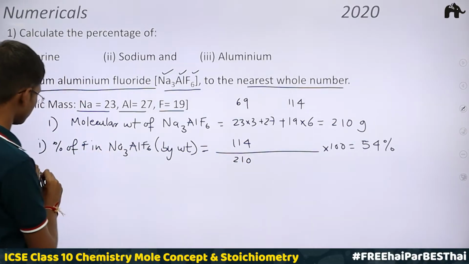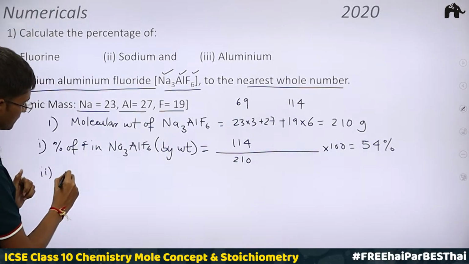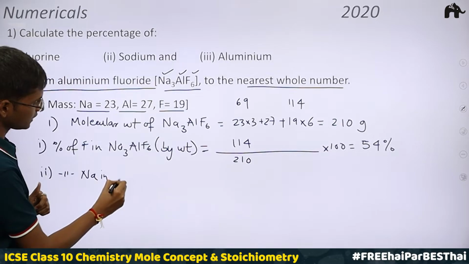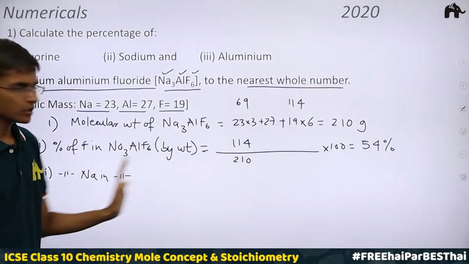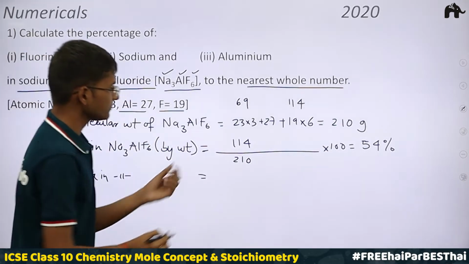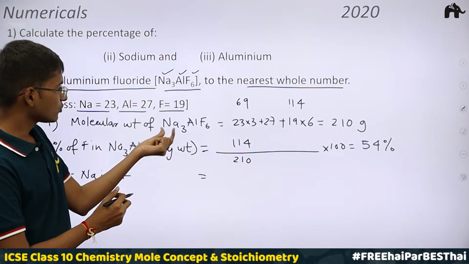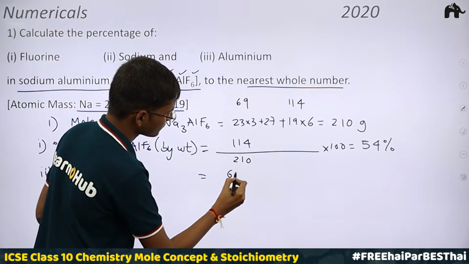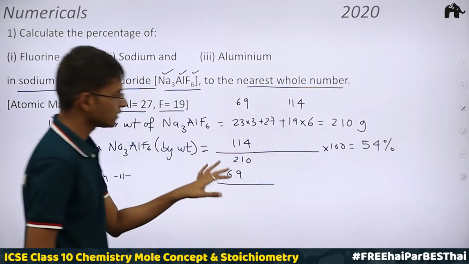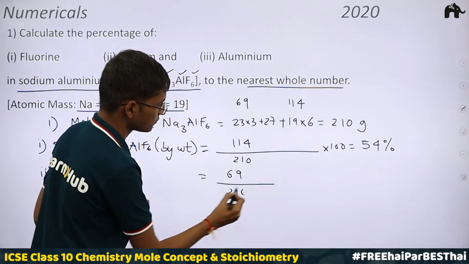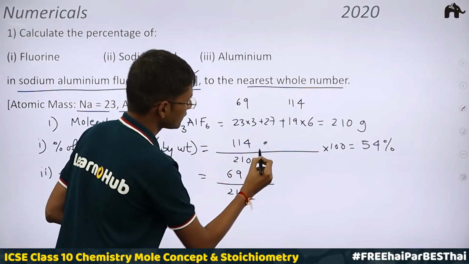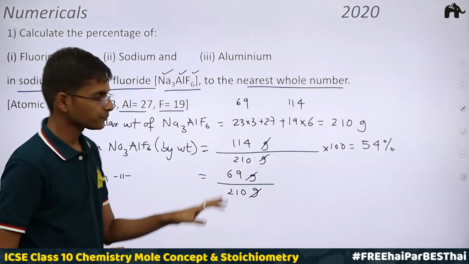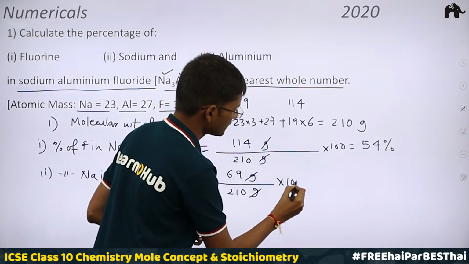Next is the same percentage of sodium in Na3Al(F6) by weight. You write it completely. Same way, total atomic weight of sodium in this one molecule of compound. So total atomic weight is 23 into 3, 69, right? And then upon molecular weight, and we have to express this in grams, but these grams would ultimately get cancelled. Now multiplied by 100.